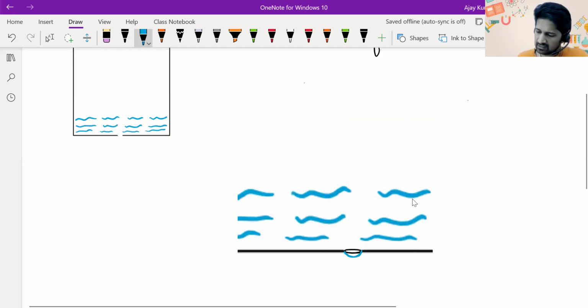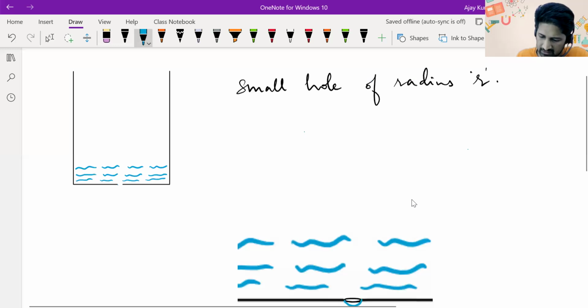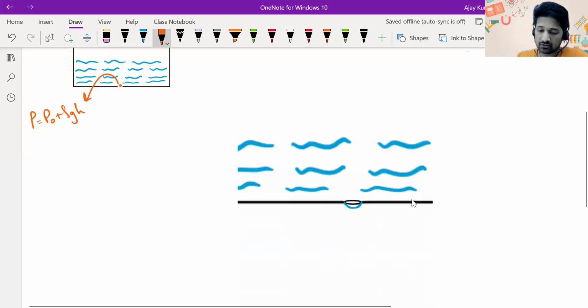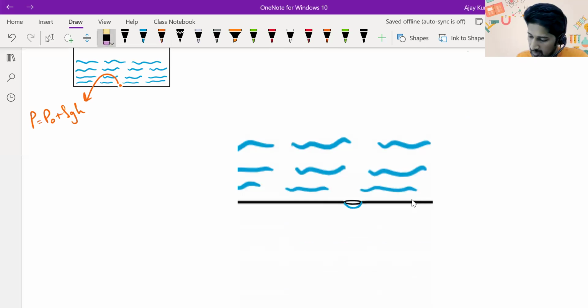Now, as you increase the height to which you fill water in the container, you will be increasing the pressure near the hole. Pressure at the hole will be P naught plus rho g h, where h is the height to which you fill water. As that pressure increases, what happens? The radius of curvature of this membrane, the free surface, decreases.